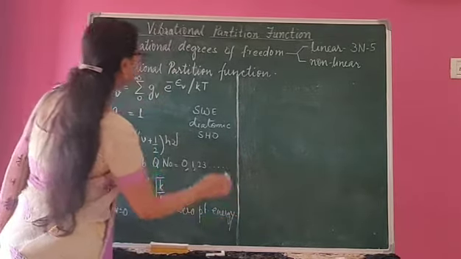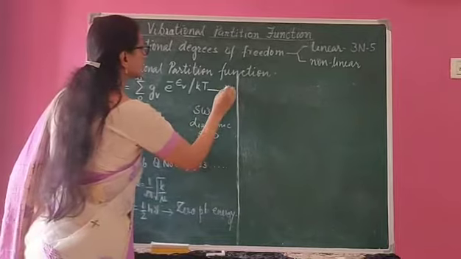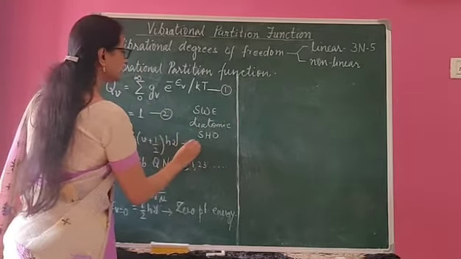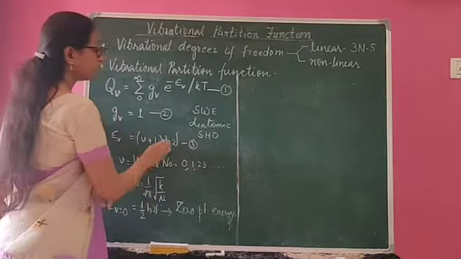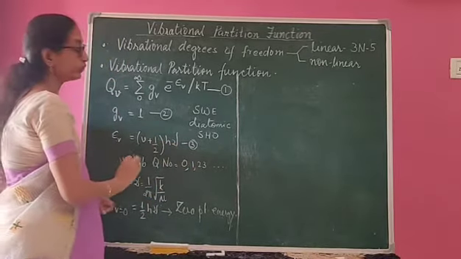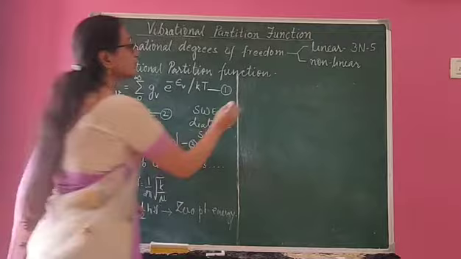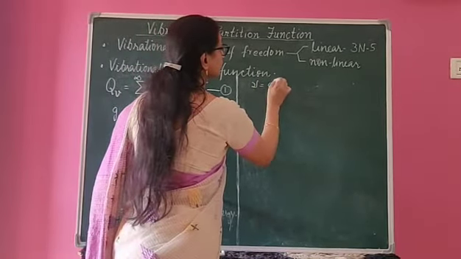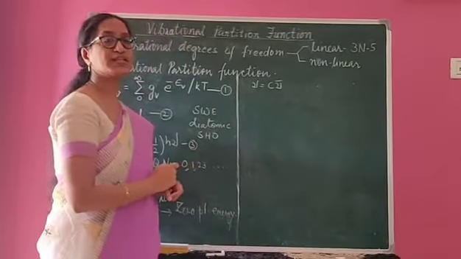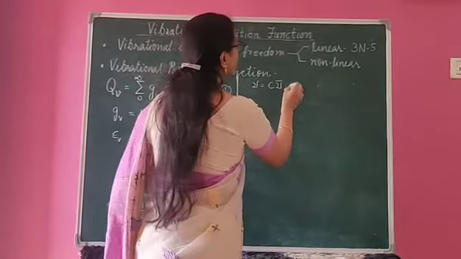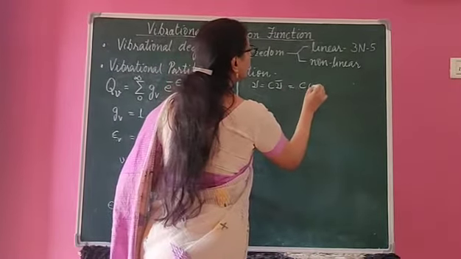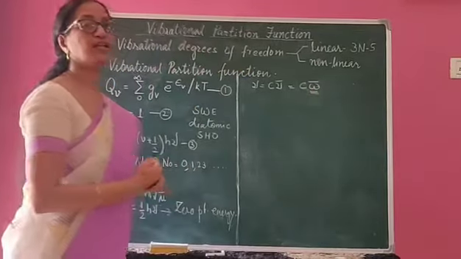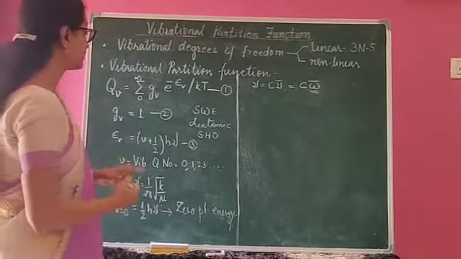Let us number the equations: equation number 1, 2 and 3. These are the main equations. Now instead of h nu, in terms of wave number, nu is equal to c nu bar. Here we will write omega bar for nu bar. This is the equilibrium frequency in centimeter inverse.